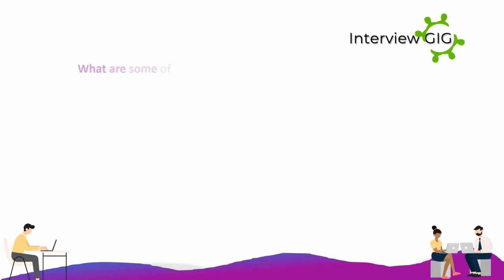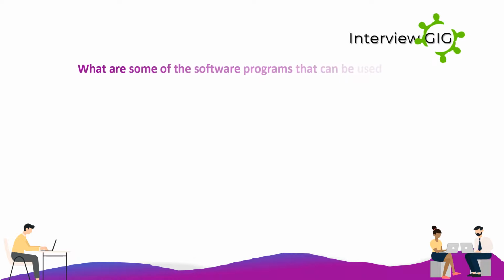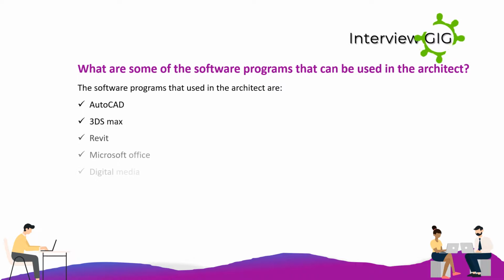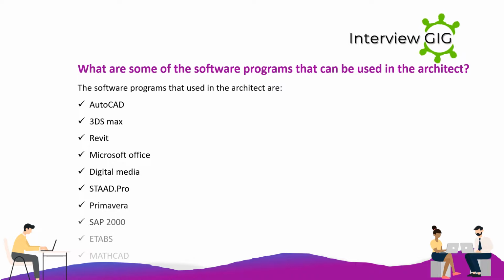What are some of the software programs that can be used by an architect? The software programs used by architects are AutoCAD, 3ds Max, Revit, Microsoft Office, Digital Media, STAAD.Pro, Primavera, SAP 2000, Adobe, MathCAD.